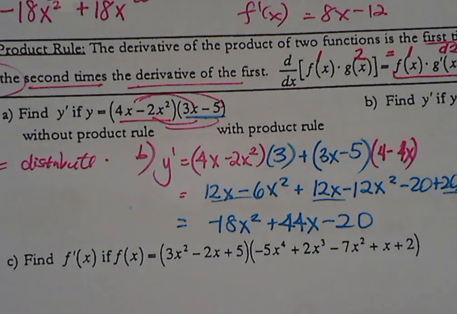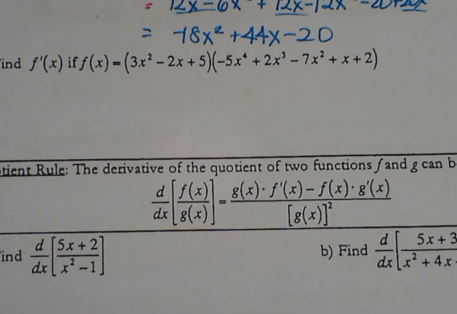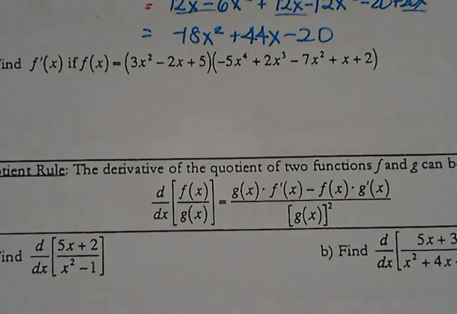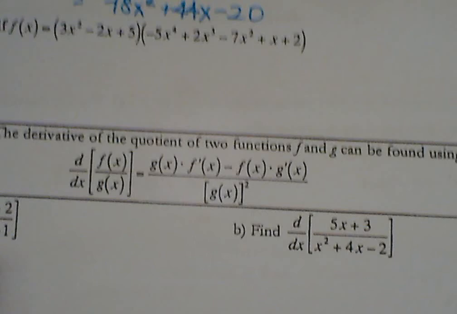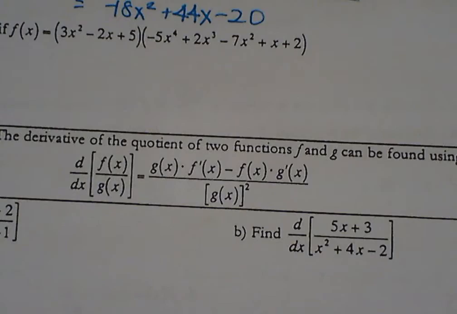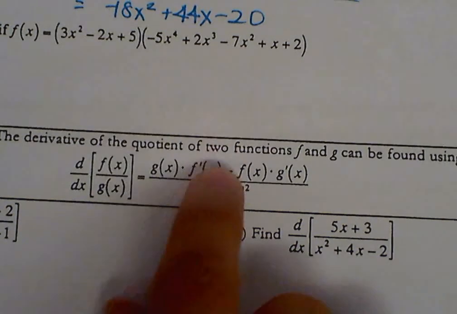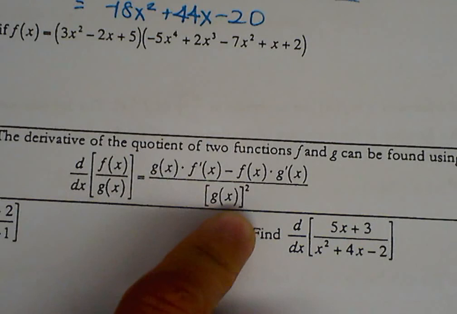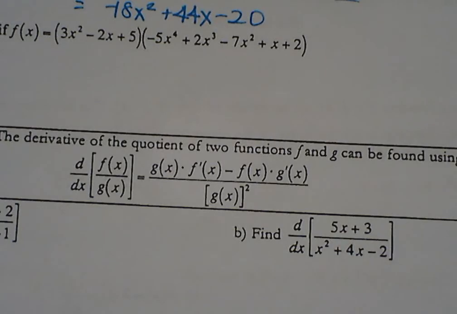All right, but now I don't have a song for this. There's a quotient rule. The derivative of the quotient of two functions f and g can be found by using the following: the derivative of f divided by g. The way we say this is, low d high minus high d low over low squared. You go like this: low d high minus high d low over low squared.